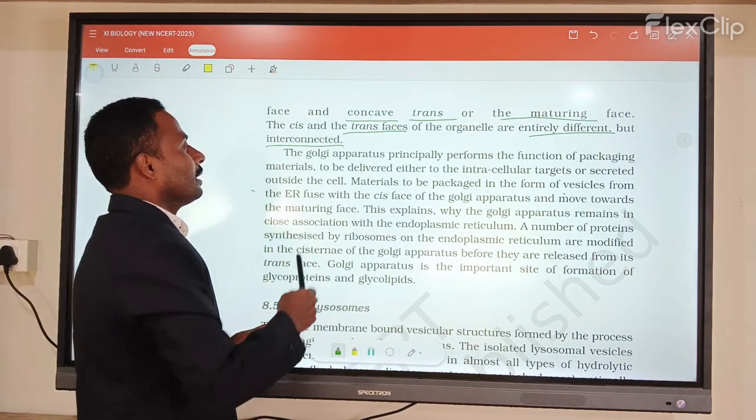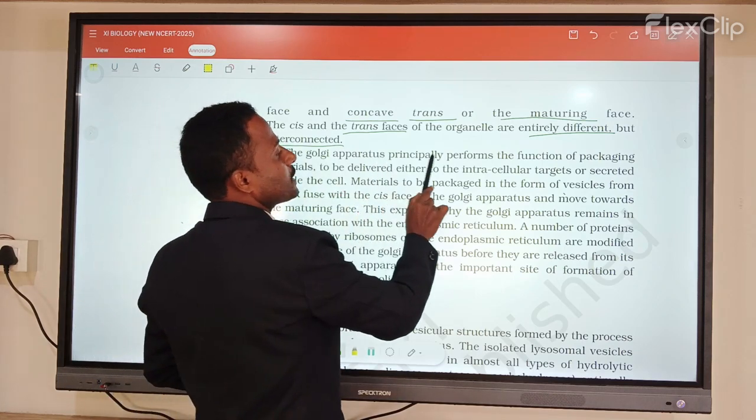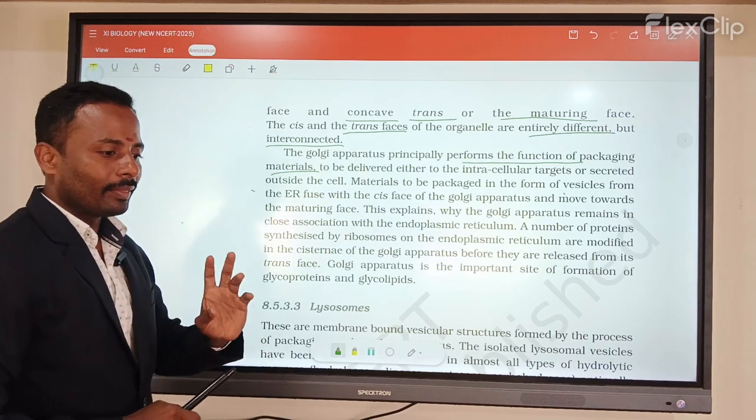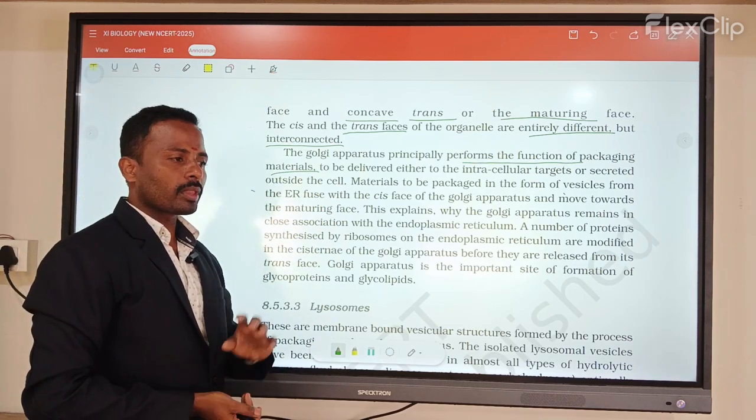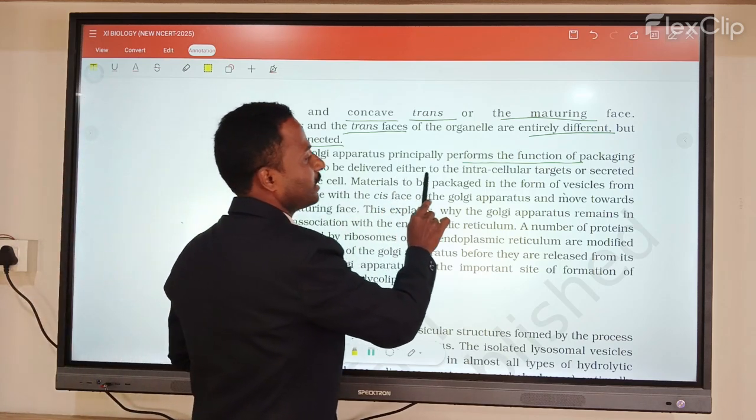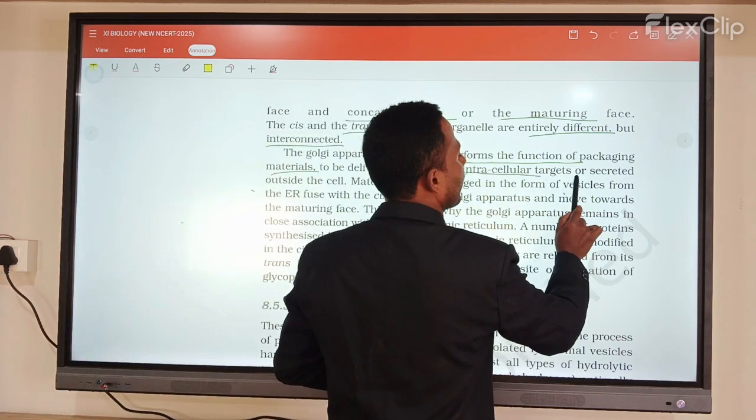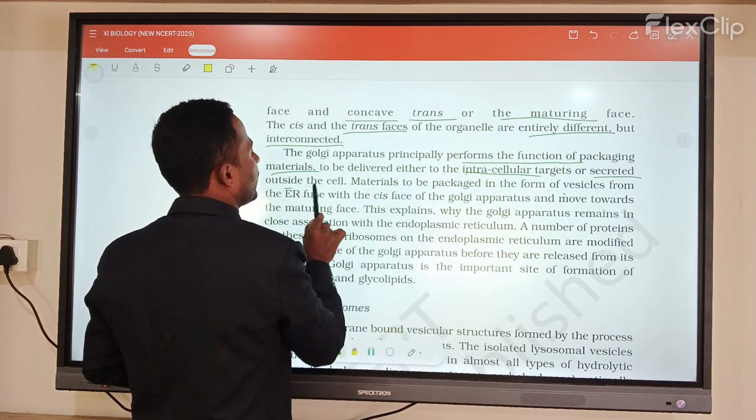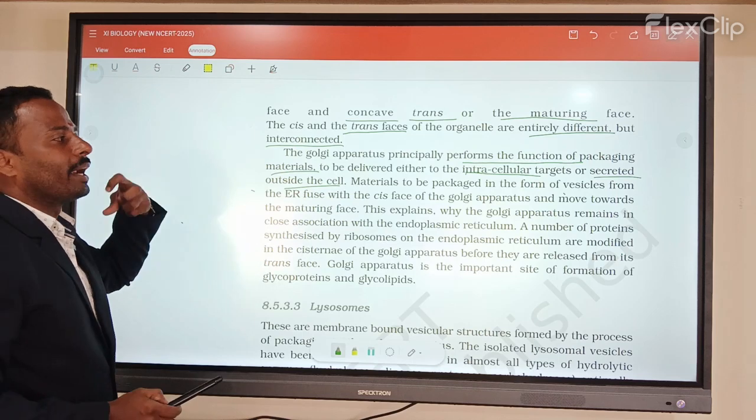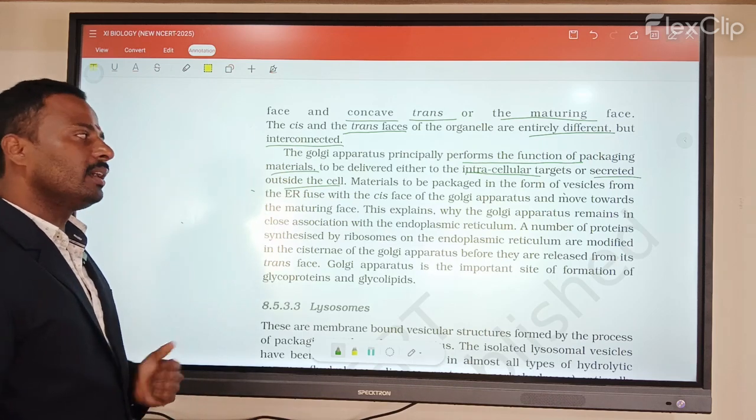Now the Golgi apparatus principally performs the function of packing of materials. So this is a very important point. The major function of the Golgi apparatus is what? Packing of material to deliver it either to intracellular targets or to be secreted outside of the cell.